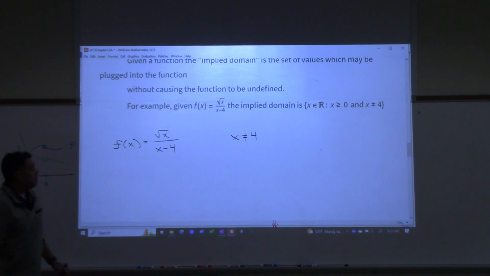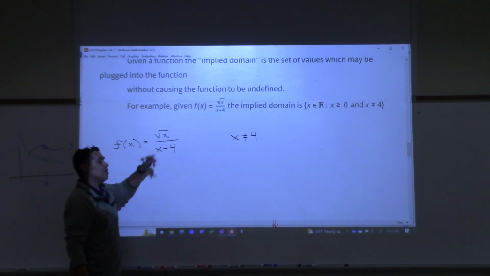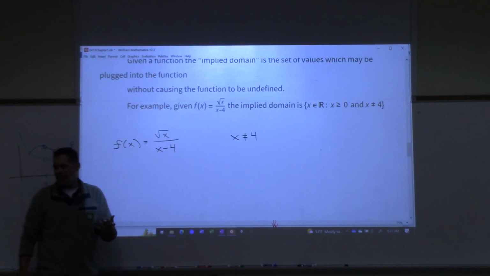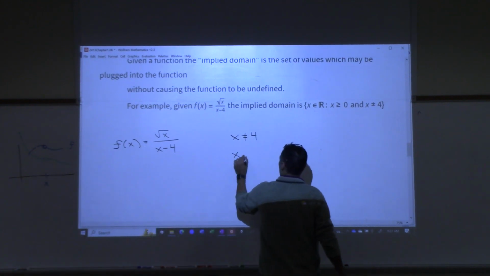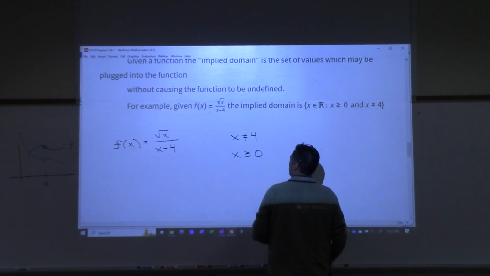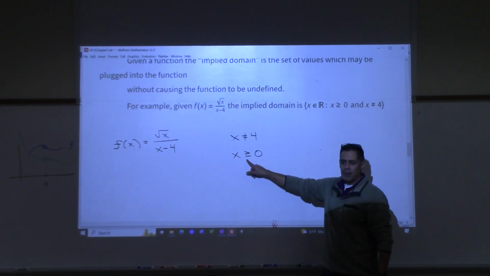So we can't have imaginary numbers, so we have to make sure that this x is always not negative, right? So how do we say not negative? We say that x has to be greater than or equal to 0. That's how we say it, right?